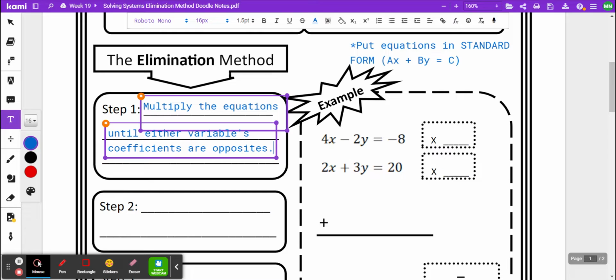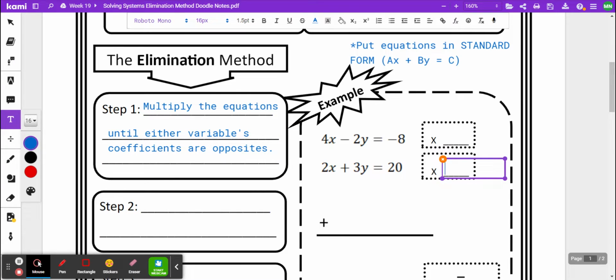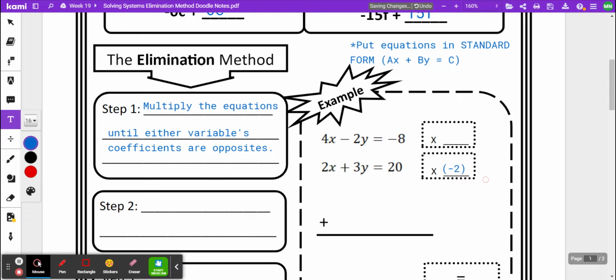All right, so we have 4x and 2x, and we have -2 and +3. So 4 is a multiple of 2, so that's going to be the easiest route. That doesn't mean that we couldn't also make y's opposites, but I think that this is the best route. So since 4 is a multiple of 2, I can multiply the second equation, the whole thing, by -2. I'm going to put it in parentheses so it doesn't look so weird.